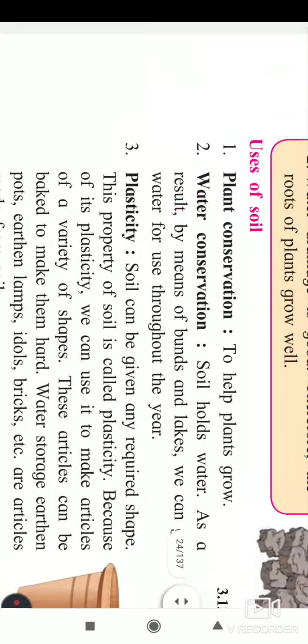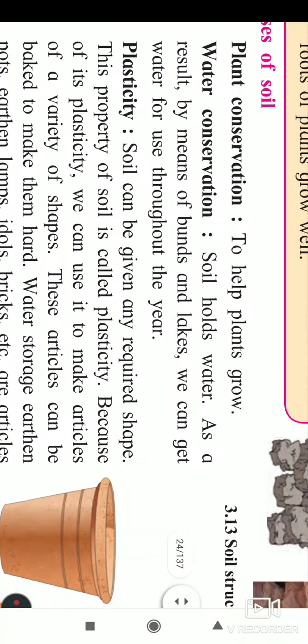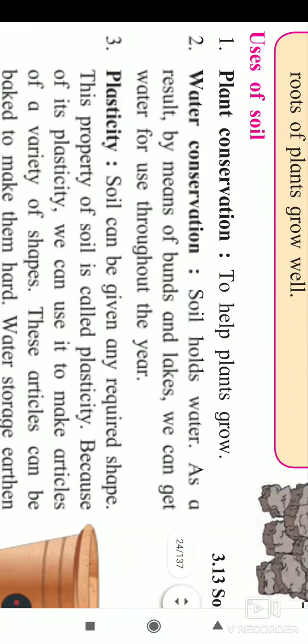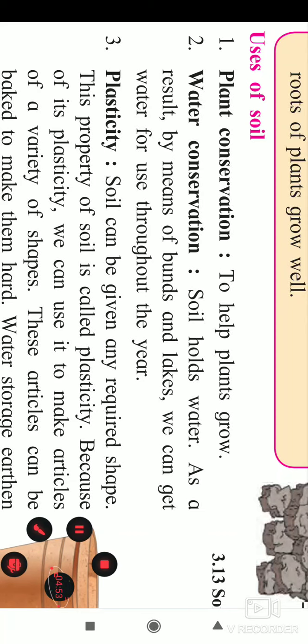Now we'll see the uses of soil. As you know, from olden times the soil has had its uses, and as you know, soil is used for different purposes, for making.